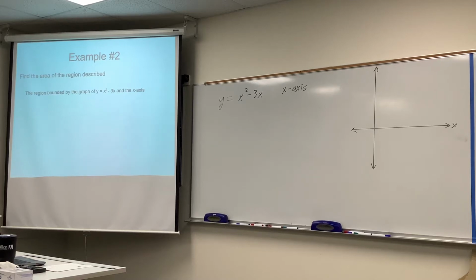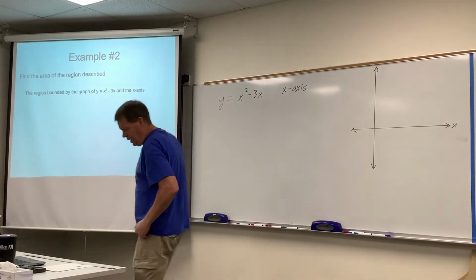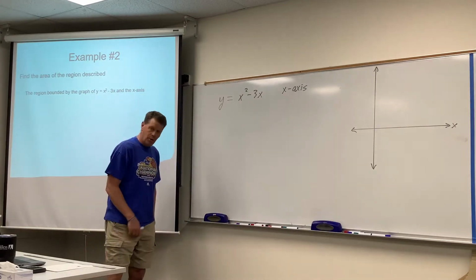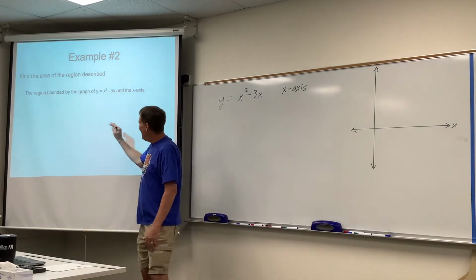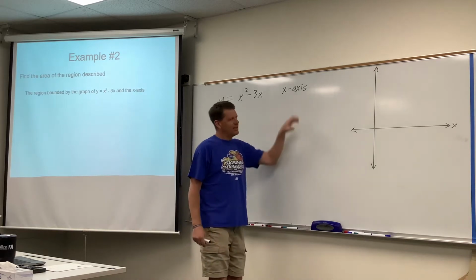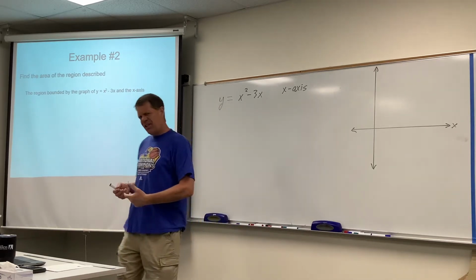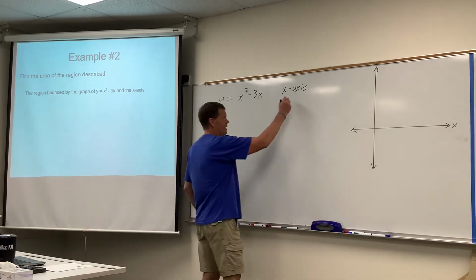All right, assignment number 28. Again, finding the area of a plane region bounded by two functions. And this would be example 2, part A. So we have y equals x squared minus 3x, and we have the x-axis. What this is testing is your ability to remember that the x-axis actually has an equation.